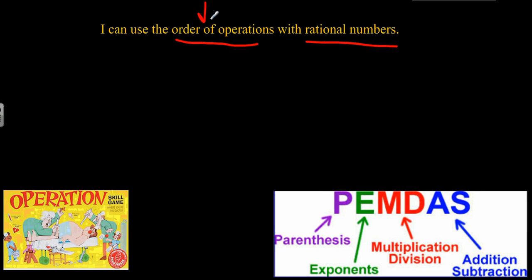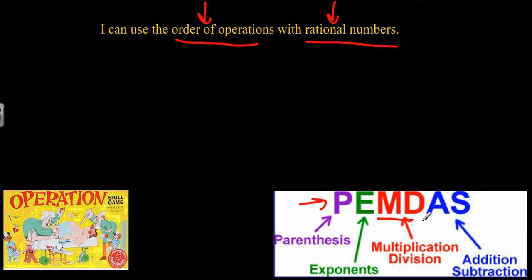The order of operations we've done before, and the only addition is that we can use rational numbers. So we can use fractions, decimals, positives, negatives, whole numbers, any type of number that we've learned about, we can apply the order of operations. And remember, the order of operations, we sometimes use acronyms like PEMDAS or Please Excuse My Dear Aunt Sally to remember them. And remember, it's just P is parentheses, E is exponents.